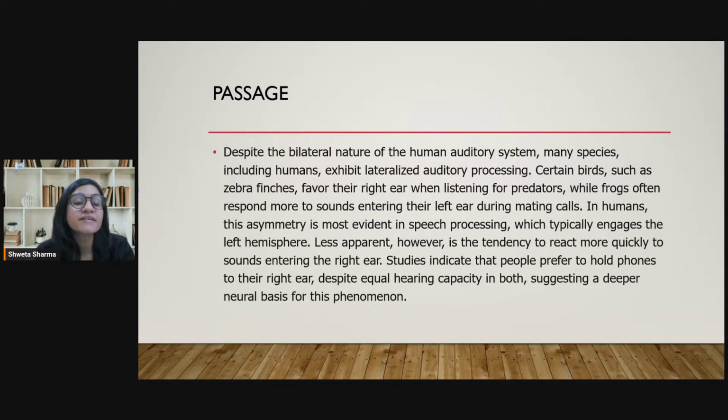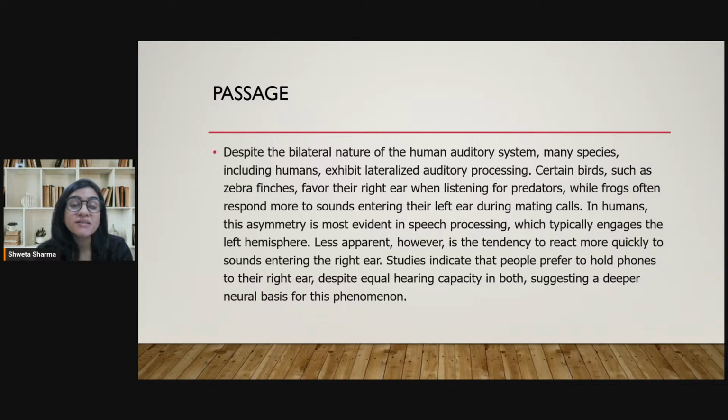It says, despite the bilateral nature of human auditory system, many species, including humans, exhibit lateralized auditory processing. Certain birds, such as zebra finches, favor their right ear when listening for predators. So there's something with the auditory system, as in what they're listening to and which ear they prefer. For example, the zebra finches use the right ear to know about the predator's presence, while frogs often respond more to sounds entering their left ear during mating calls.